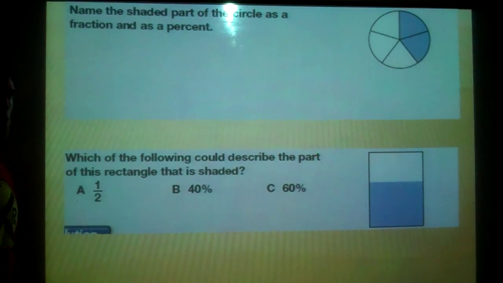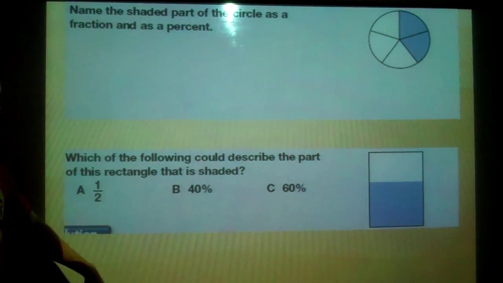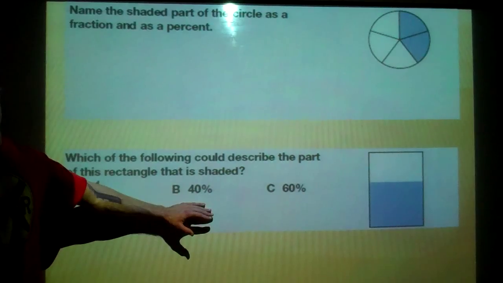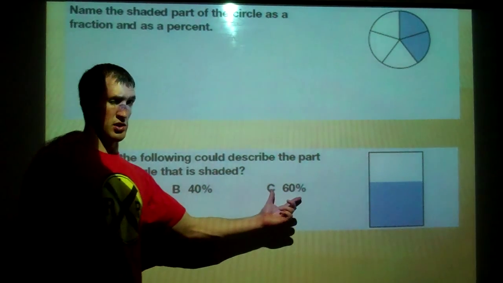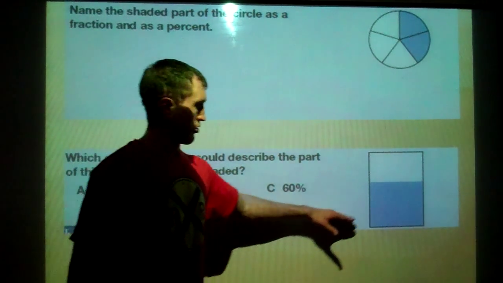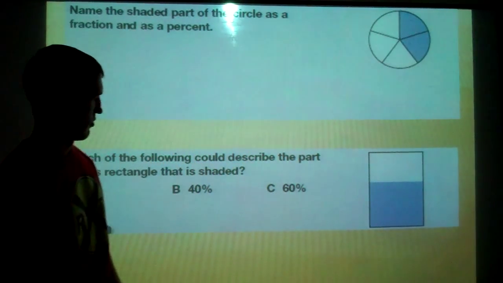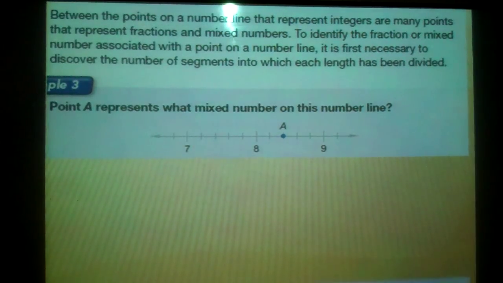Alright, we did go over this one quickly too. Which of the following could describe the part of this rectangle that is shaded? Well, this part's shaded, and it looks like it's over 50% or half, so it can't be A, and it can't be B, because 40% is less than 1/2. So we would go with C, because it's a little bit more than half, so 60% about.